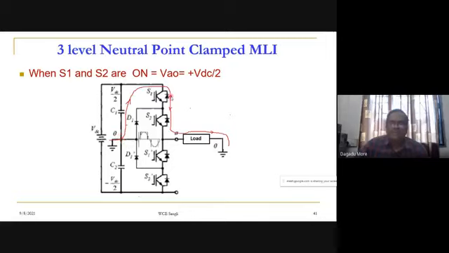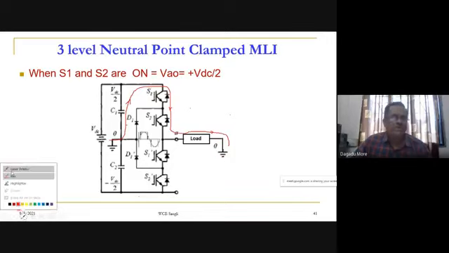Now, whenever S1 and S2 are on and current is positive, current will start from here. Who will supply this current? When S1 and S2 are on, the load current will be supplied by the upper capacitor, C1. C1 will supply. So current goes through S1, S2, and then to the load.